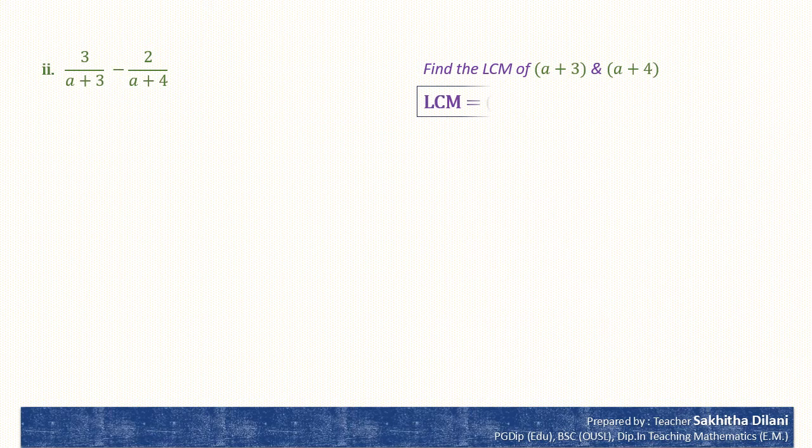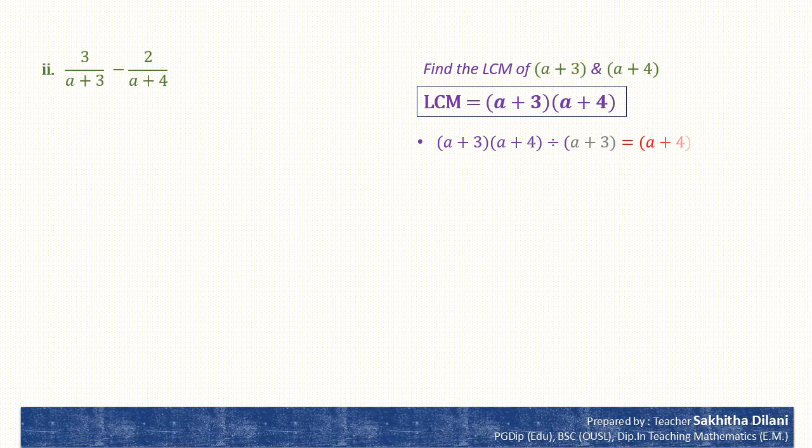Let's see another example. Here the denominators are a plus 3 and a plus 4. Now you have to find the LCM of them. That is a plus 3 into a plus 4. Now divide the LCM by the denominator in the first fraction. The answer is a plus 4. Then divide the LCM by the denominator in the second fraction. That is a plus 3.